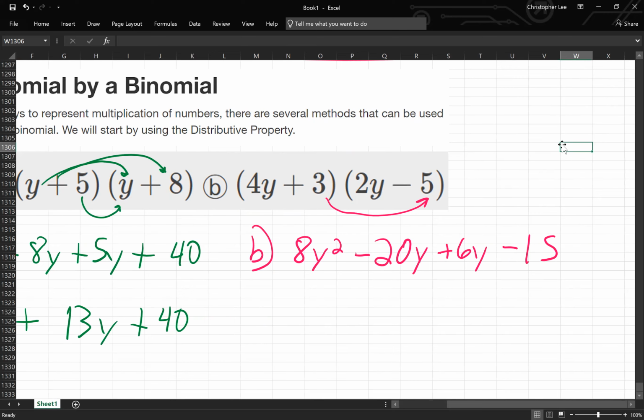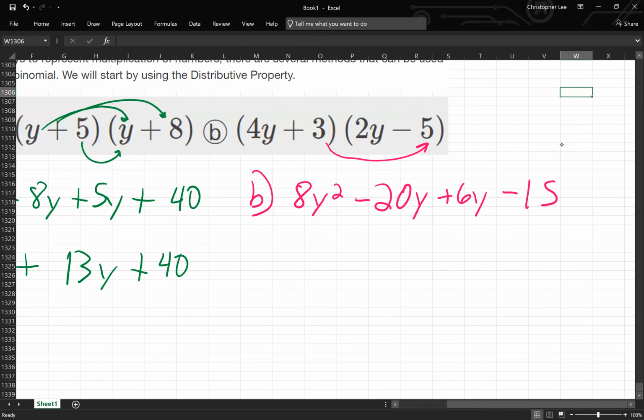And then what I want to do after that, I want to combine like terms. So what do I have? No. So 8y squared, and then negative 20 plus 6 is negative 14y minus 15. That's my answer.